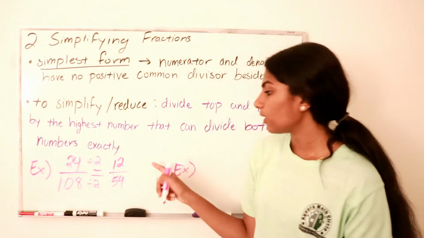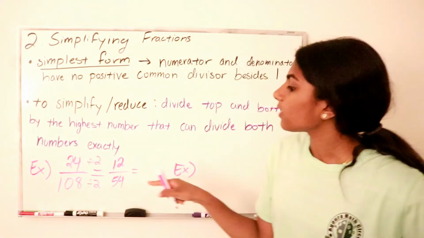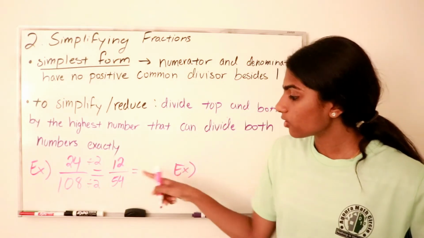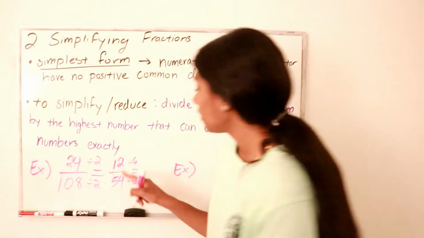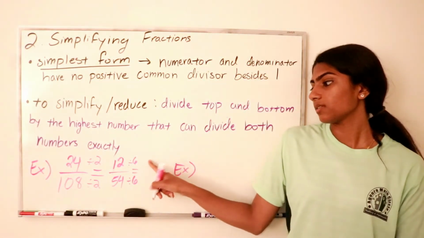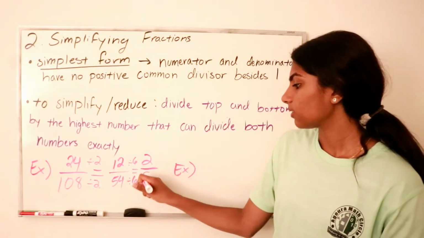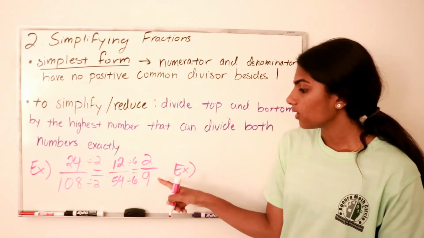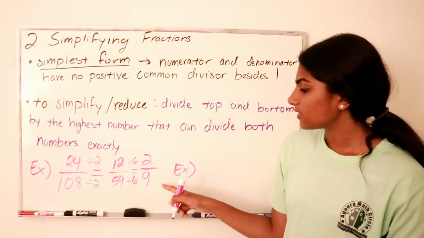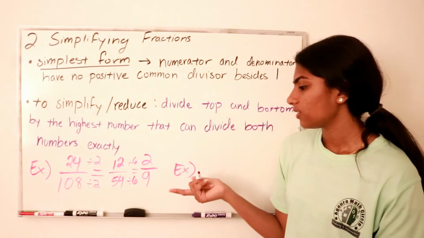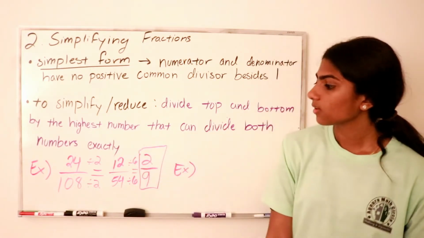So let's keep thinking. What can I divide 12 by? Well, I know that I can divide 12 by 6. I know that I can divide 54 by 6. So let's do 6. Divide by 6 on top and divide by 6 on the bottom. So 12 divided by 6 equals 2. And then 54 divided by 6 equals 9. And let's see if I can divide this even more. Well, I can't really divide 2 by anything other than 2 and 1, and we're not going to do 1. And 9, I can't divide by 2, and so that's it. So we know that 2 over 9 is our simplest form of a fraction.